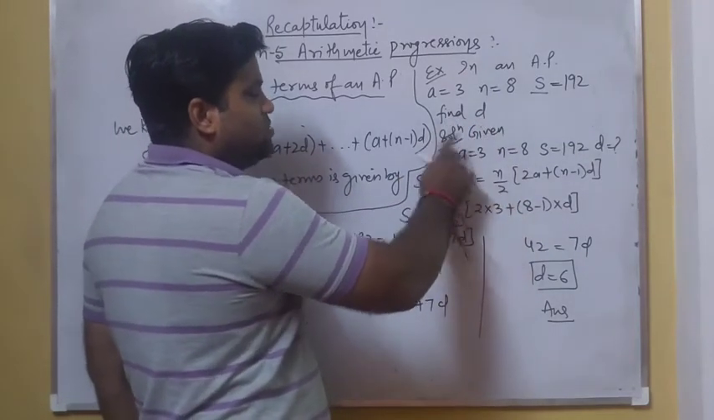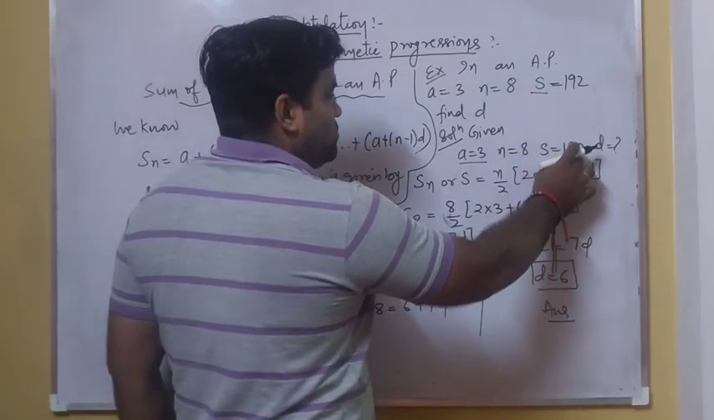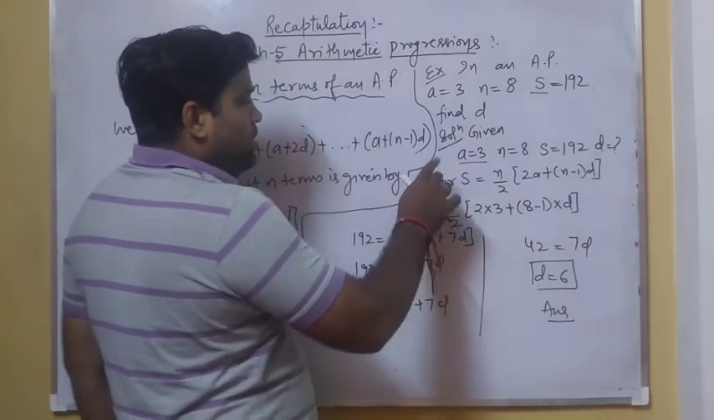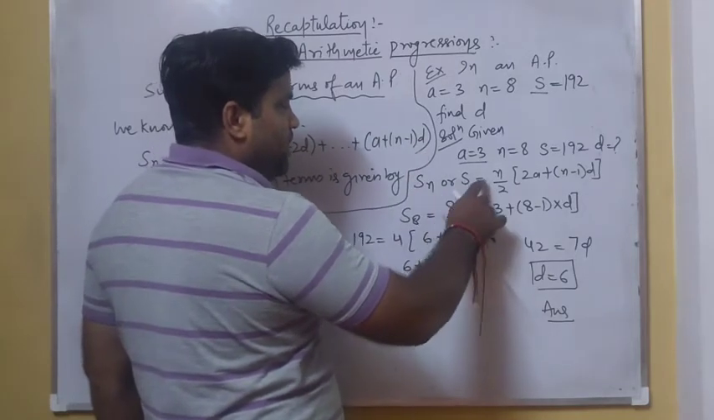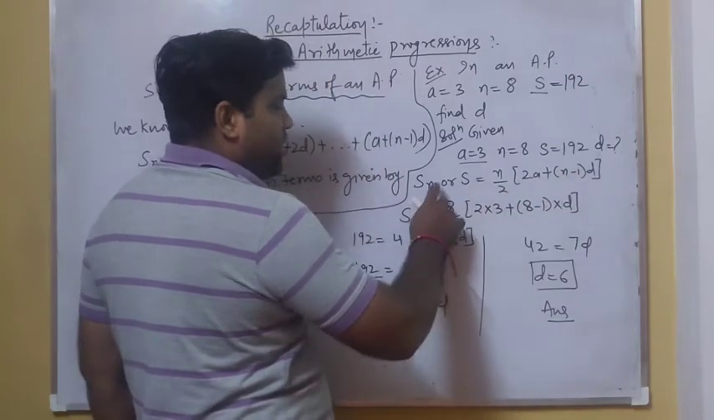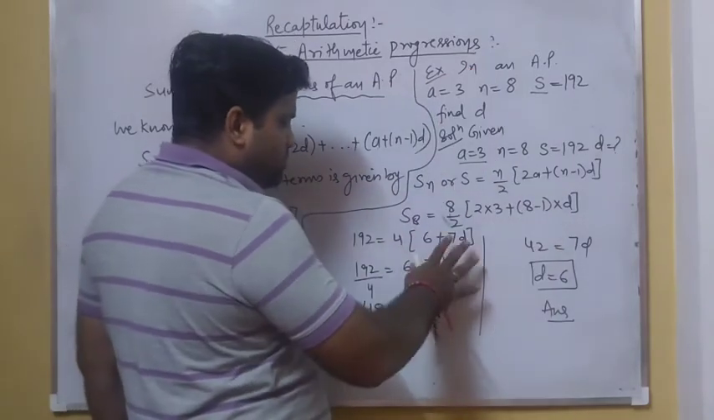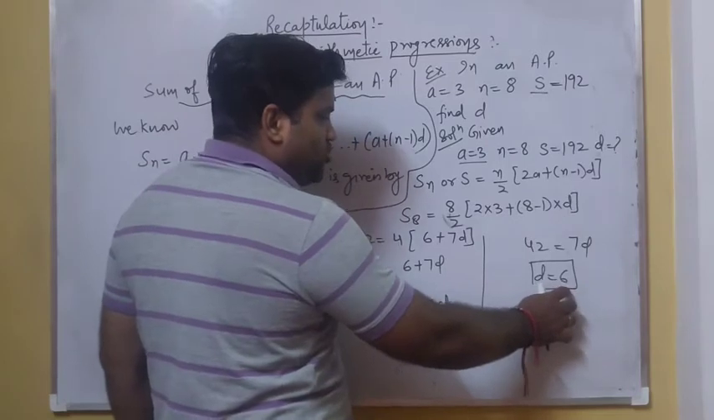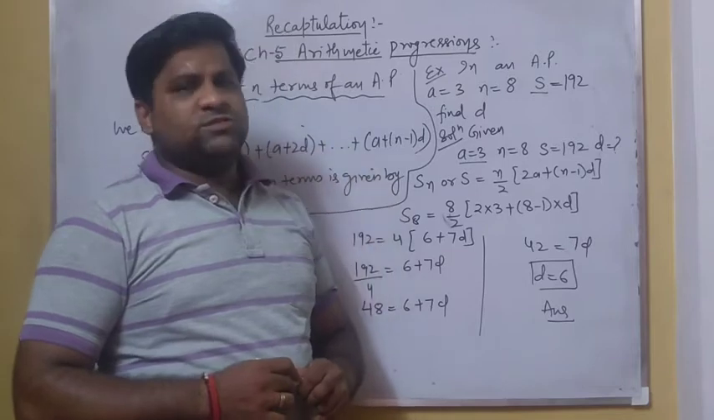Now let us come to the solution. The first term is given, the number of terms is given, and the sum of first n terms is given, which is equal to 192. We have to find the common difference. We know the formula: the sum of first n terms of an AP is given by n by 2 bracket 2a plus (n minus 1) into d. Here S or Sn is the same. On putting all the values, we get the value of d equal to 6 after solving. So the value of d equal to 6 is the required answer.